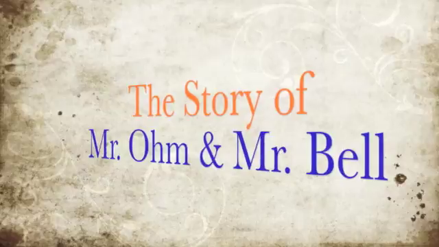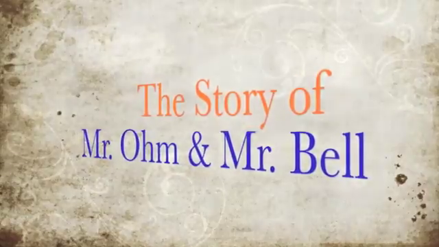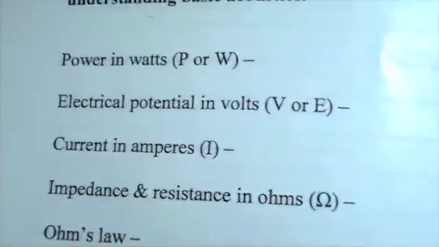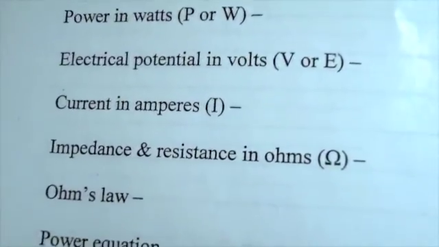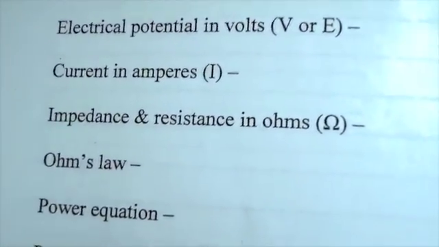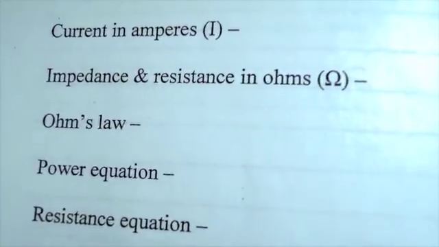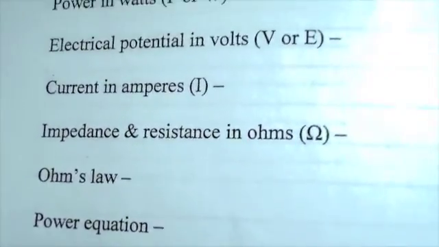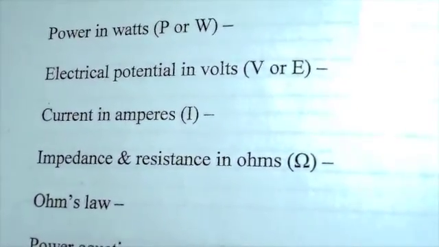This is the story of Mr. Ohm and Mr. Bell. Ohm's law was named after George Ohm. He was born in 1789. Ohm's law defines the mathematical relationship between volts, amperes, watts, and ohms. There are two fundamental equations that include these four properties of electricity.